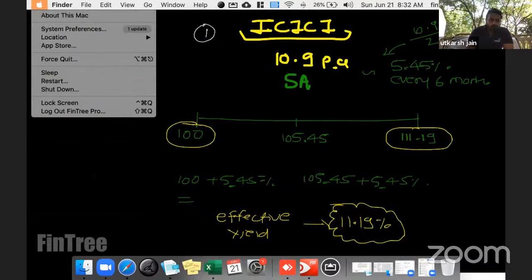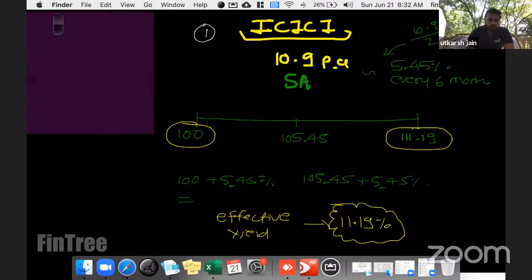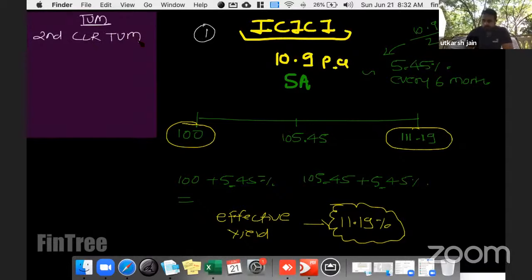So in method 2, we're going to get the same answer, but we're going to use the TVM row instead. So what you want to do, and you do this with me, is press second and clear TVM. Hopefully all of you remember how to do that. Now press 100 and make it your present value. So 100 becomes your present value.